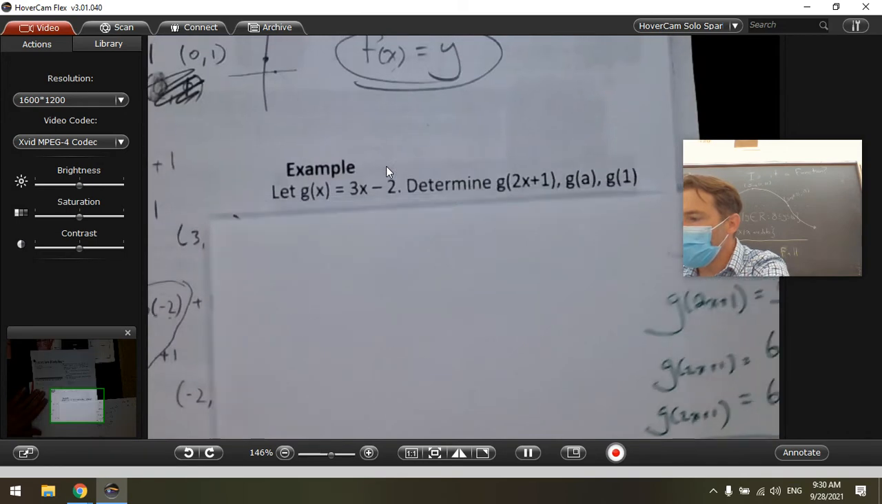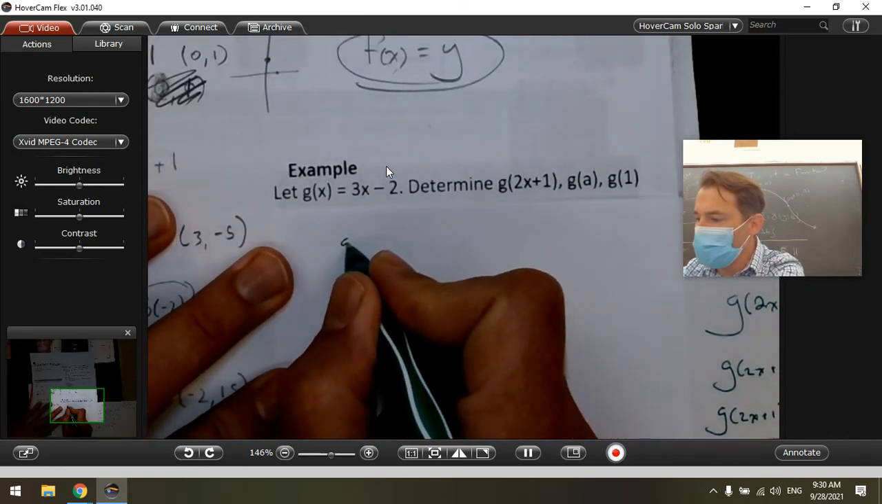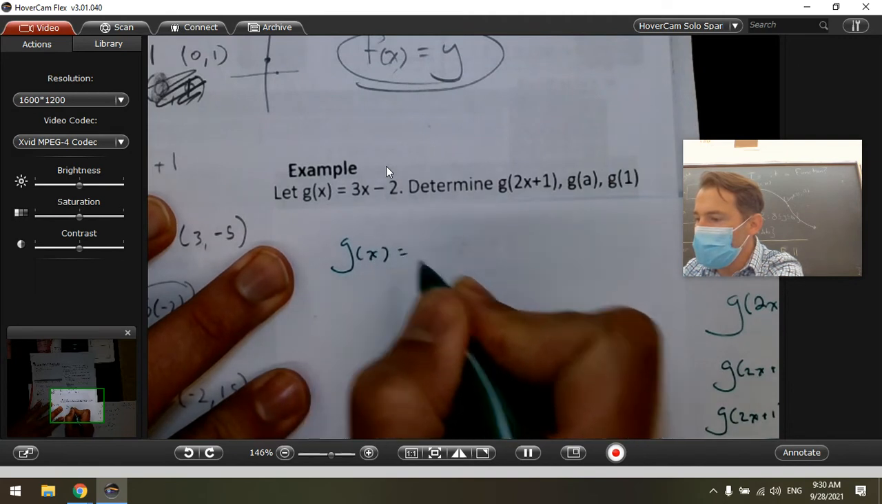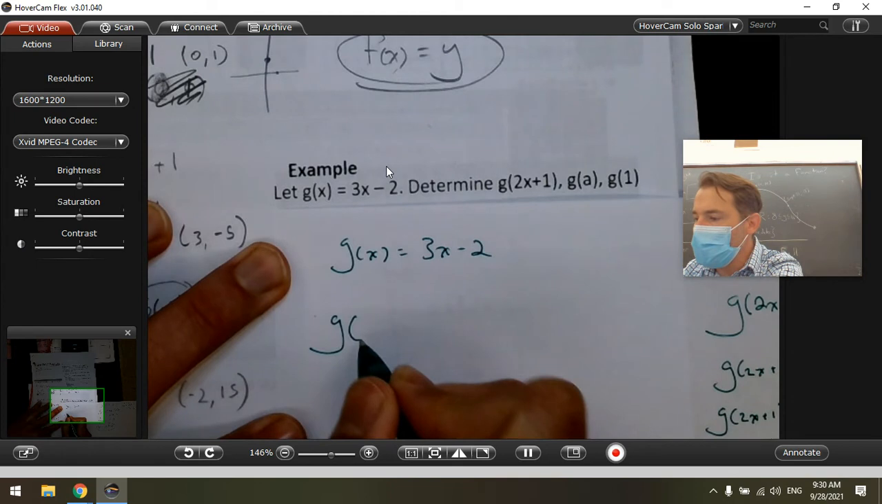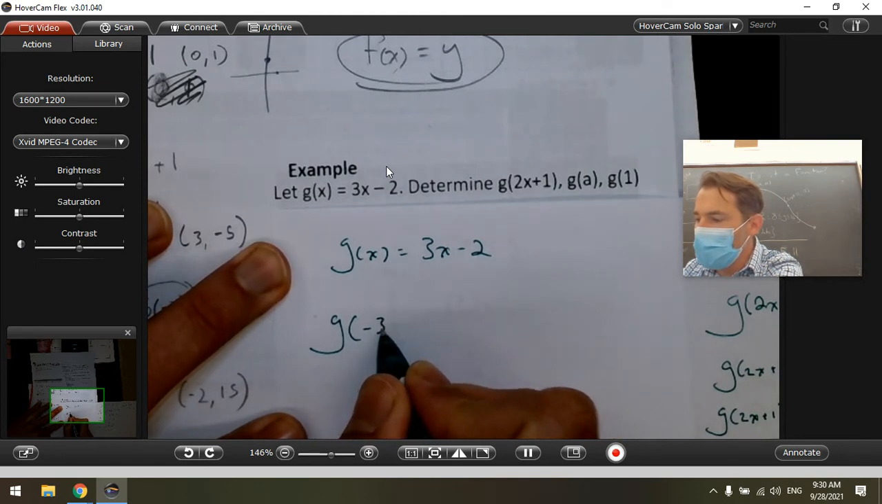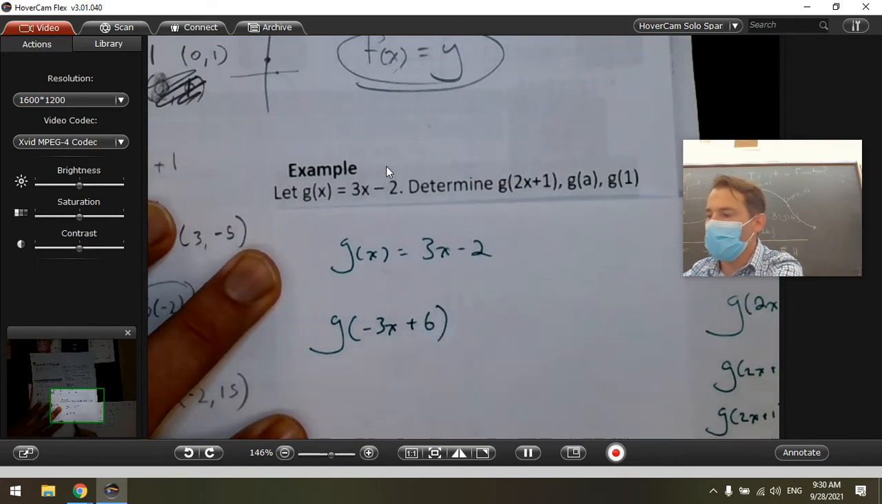So now, I would like you to tell me, and I'll pause the video, and you can go ahead and do this one on your own. If g of x is equal to 3x minus 2, what is g at negative 3x plus 6? Okay, find that for me.